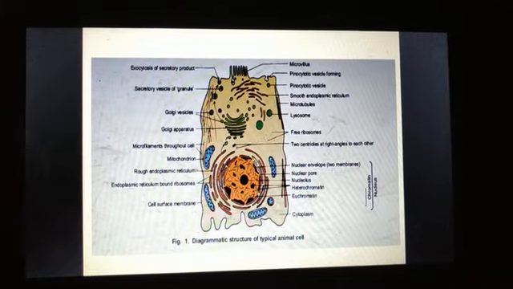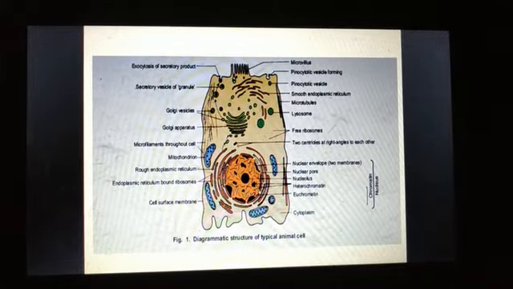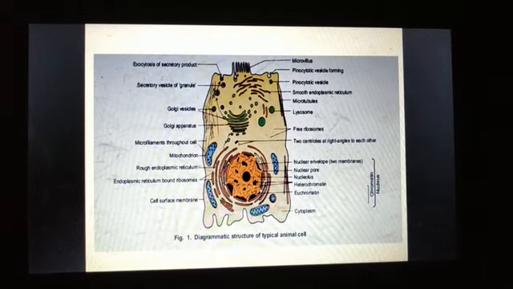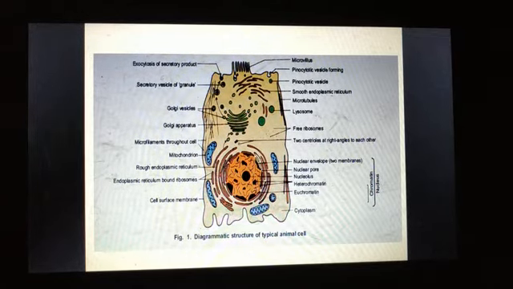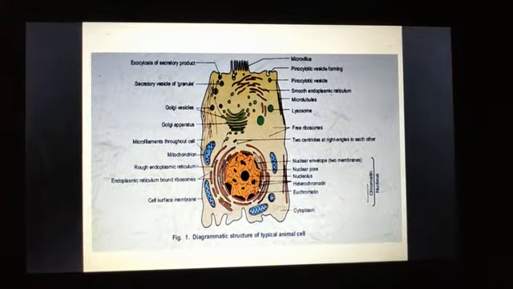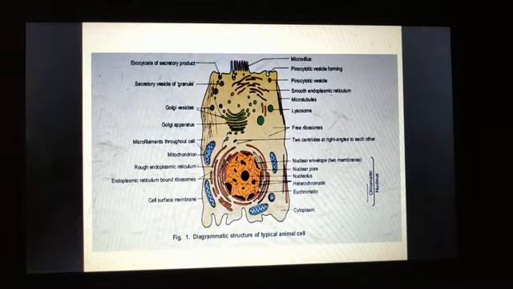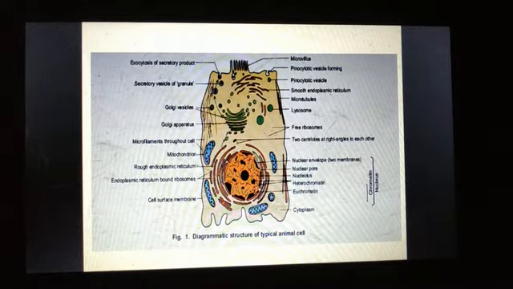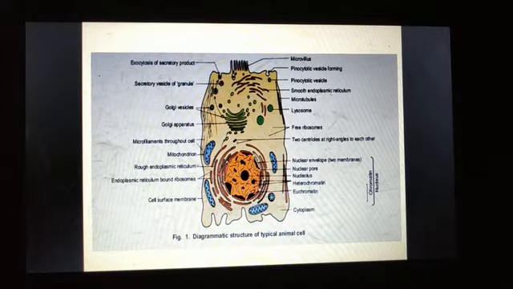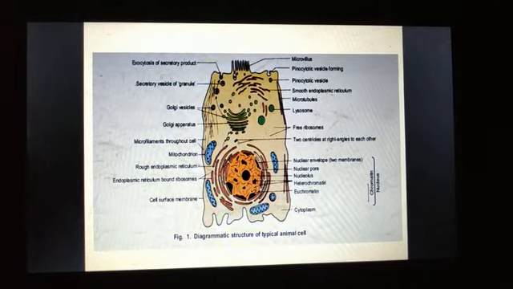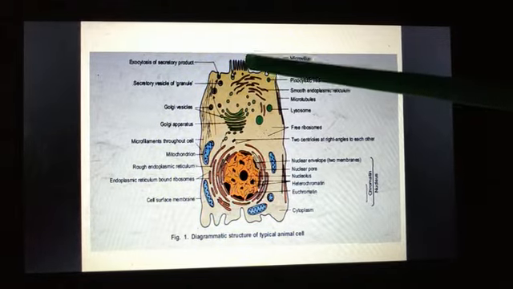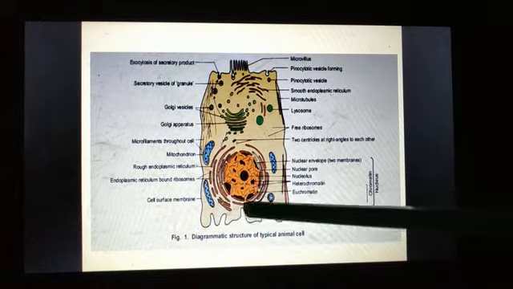Okay, students, this is a diagram of an animal cell. This is there in your textbook also. I hope the image is clear. So here they have shown various component cell organelles of a cell. You can see here. Now, this animal cell, can you see?